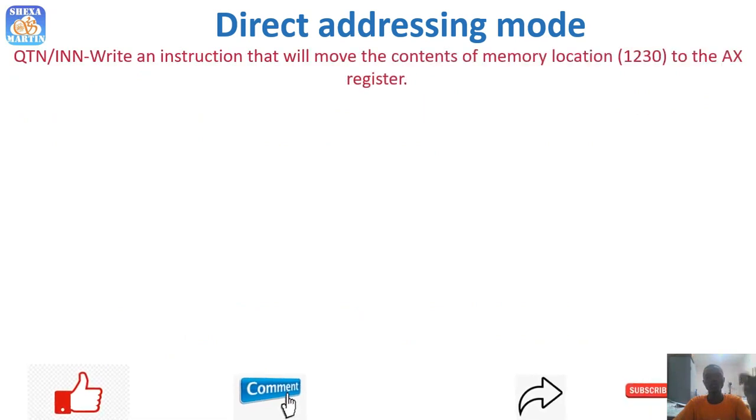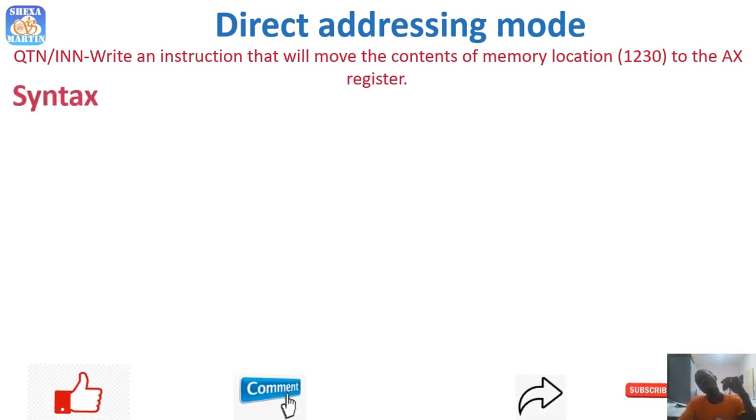So what we mean is, let's start with this takeaway. Write an instruction that will move the contents of memory location. So that value is an immediate value, but it's not the value that is to be acted upon. The value to be acted upon is residing at an address, and 1230 is the address or the memory location where we are getting the data to be acted upon. And it's to be acted upon how? By being moved into an X register.